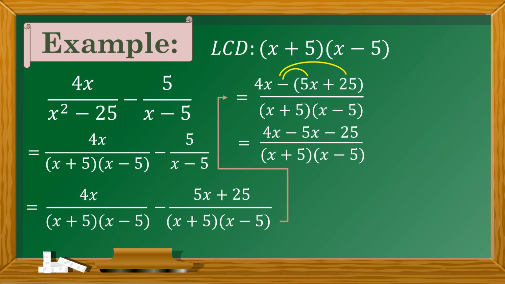Let us now simplify, combining similar terms. 4x minus 5x is negative x, so that will be negative x minus 25 over, and we can now simplify x plus 5 times x minus 5. So let's multiply that. The result will be x squared minus 25. So the difference is negative x minus 25 all over x squared minus 25.